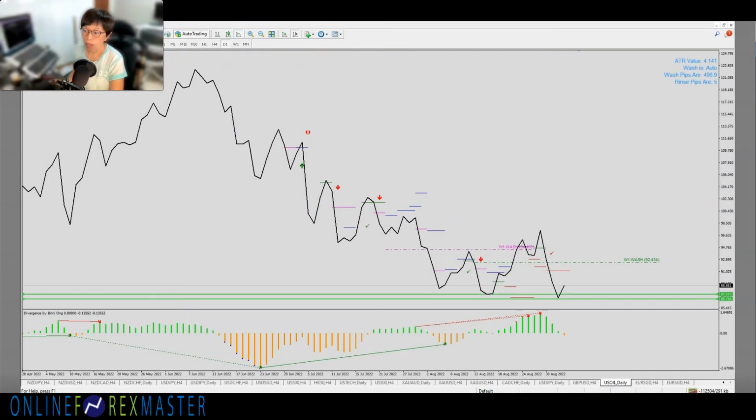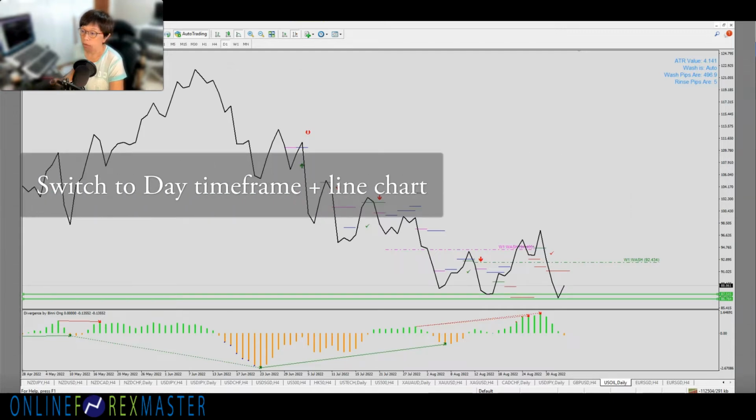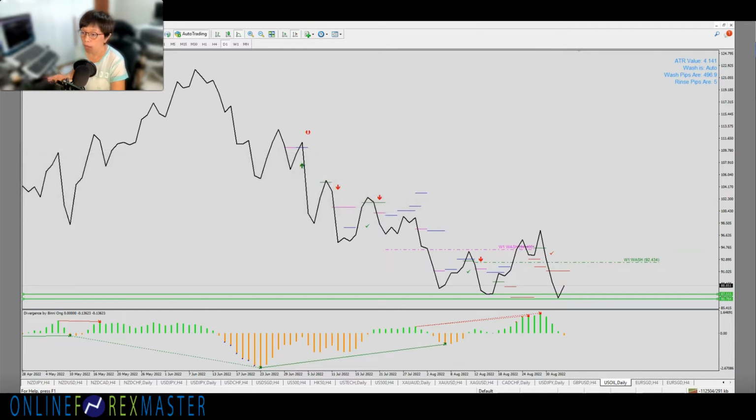Number one, if you can't see things properly, we always start off with the day chart, and you can switch your chart into a line chart. So I repeat, switch to a line chart and look at it in a day. So what do we see here?